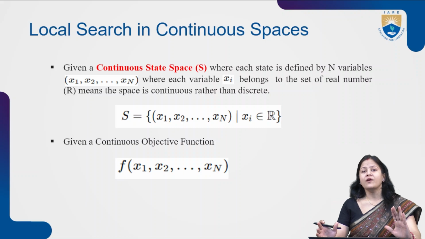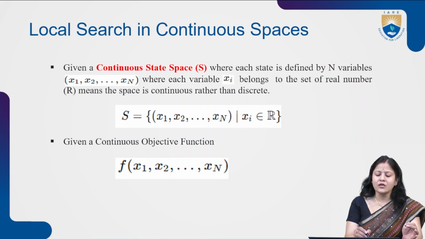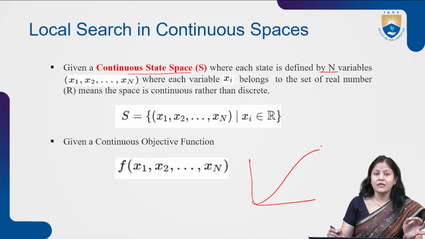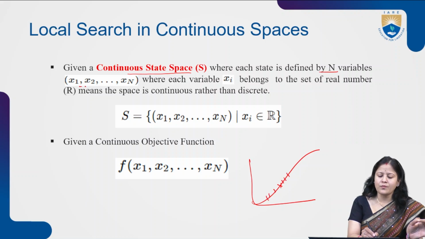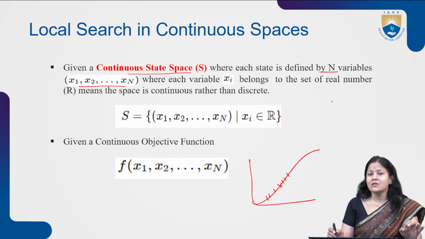So mathematically, how can we define the continuous space? This is the formula, or the expressions, we have to use. Suppose we are given a continuous space S, where each state is defined by n variables. As I told you, a particular space can be defined with n states or variables. These are the variables x1, x2 up to xn, where each xi, i stands for 1, 2, 3 up to n, belongs to the set of real numbers R, which means the space is continuous rather than discrete. So mathematically we can represent it like this.